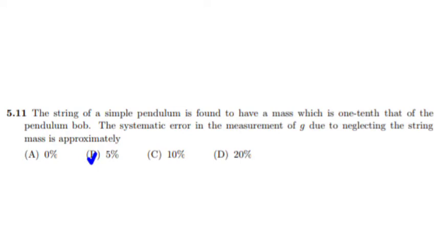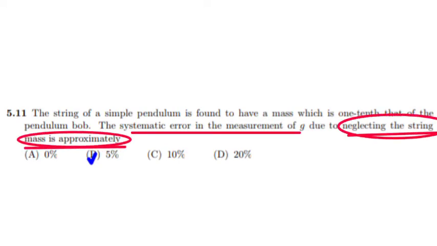The string of a simple pendulum is found to have a mass which is one-tenth that of the pendulum bob. The systematic error in the measurement of g due to neglecting the string mass is approximately.